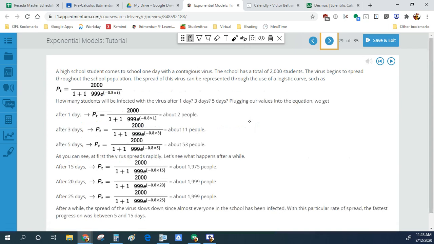All right. So here, let's read this scenario. Oh, how appropriate. There's a contagious virus. The school has 200 students. So what's happening here, this could not be happening at a more appropriate time.